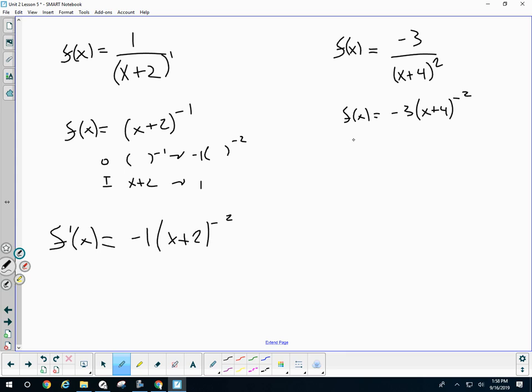This guy, O's and I's. Derivative of the inside is just 1. The derivative outside would be positive 6 to the negative third. I can write the derivative easily using this rewrite method. That's it.